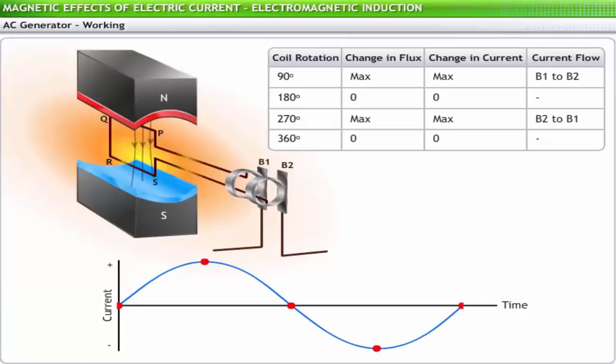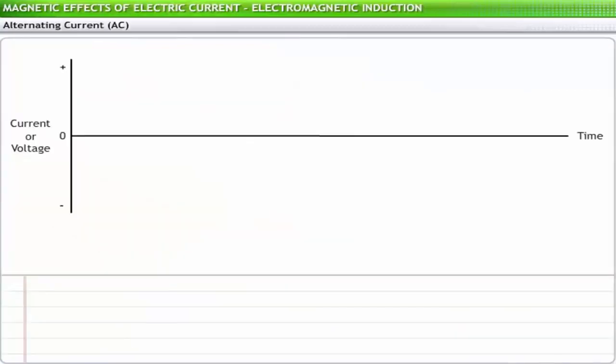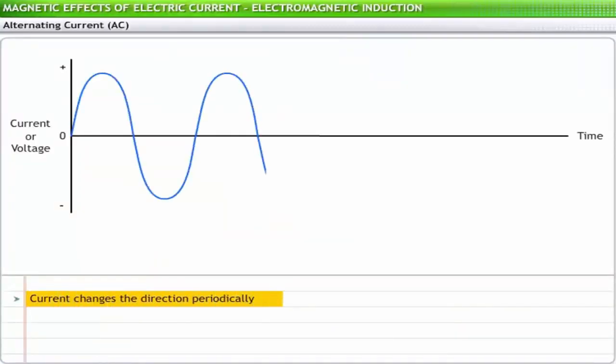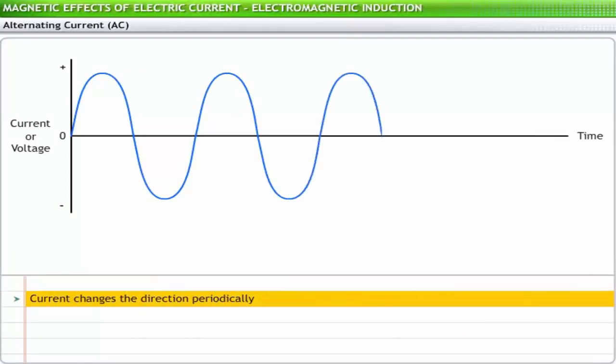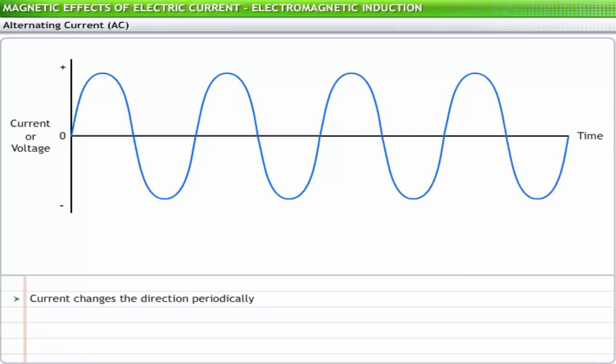The faster the coil turns, the greater the frequency of the current produced by the generator. In an AC generator, the induced current changes its direction periodically and is therefore called alternating current.